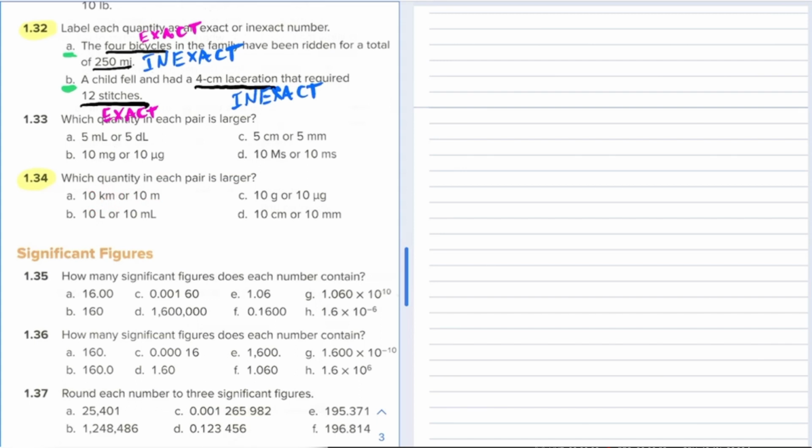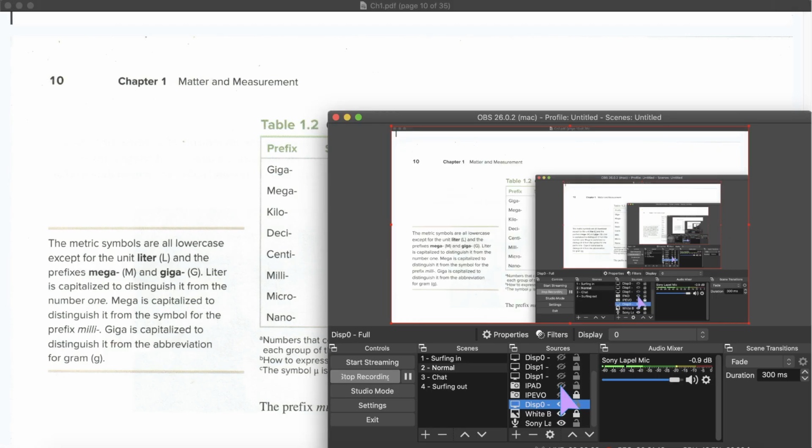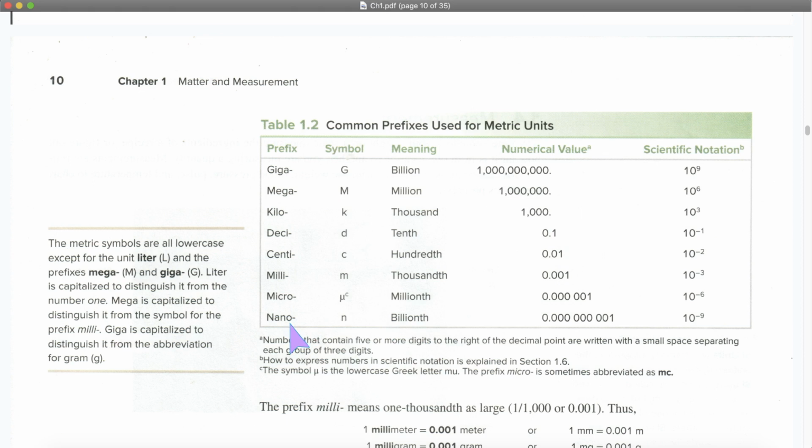So the prefixes are listed in table 1.2. So this is problem 34 here. Let me just write that down. So 34. Make sure you look up table 1.2 in the textbook, and I can probably show you that here. There you go. Table 1.2 looks like that.